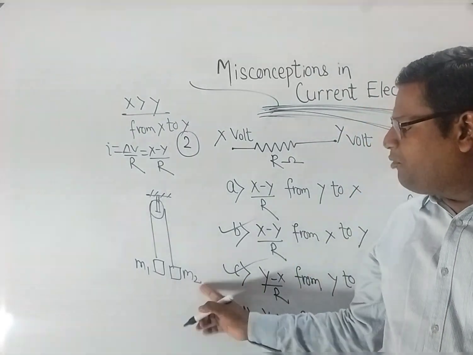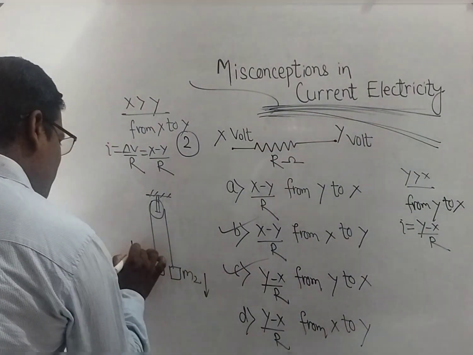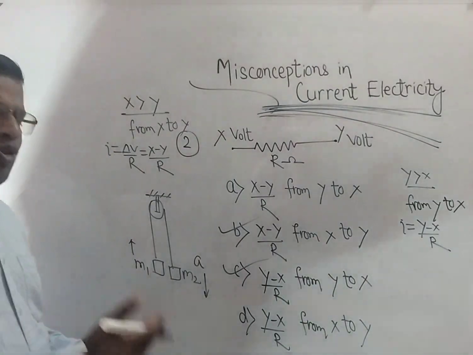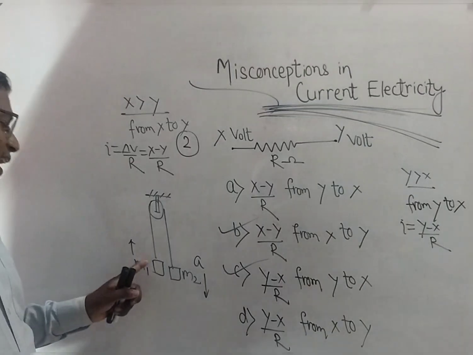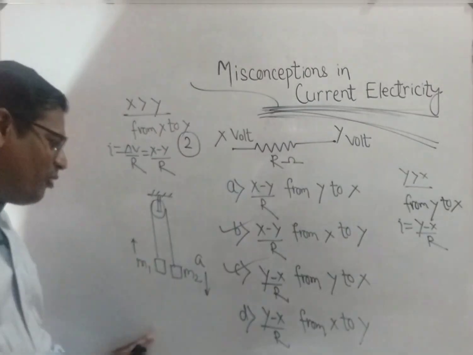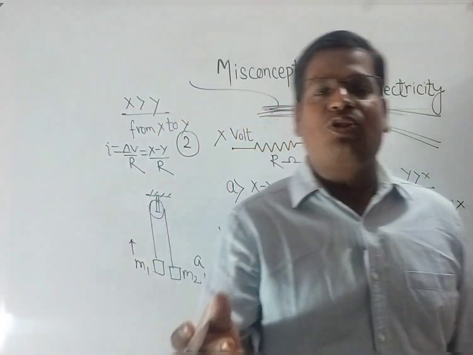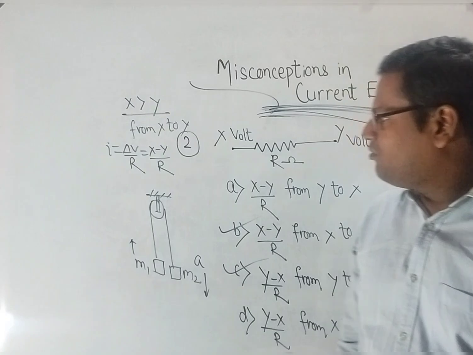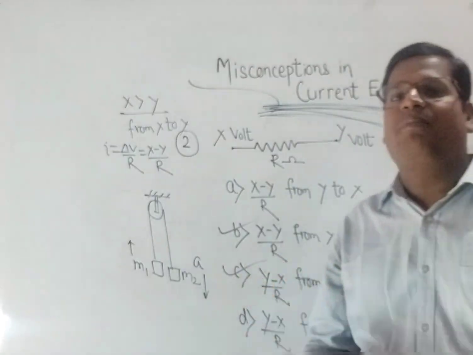If you are assuming M2 is greater, then M2 will go down and M1 will go up, and in that scenario the acceleration will be M2g minus M1g divided by M1 plus M2. But if you assume that M1 is greater, then M1 will be going down, M2 will be going up, and in that case the acceleration will be M1g minus M2g by M1 plus M2. Now which one is true? Both are true. So the mathematics takes care of the other possibility also.